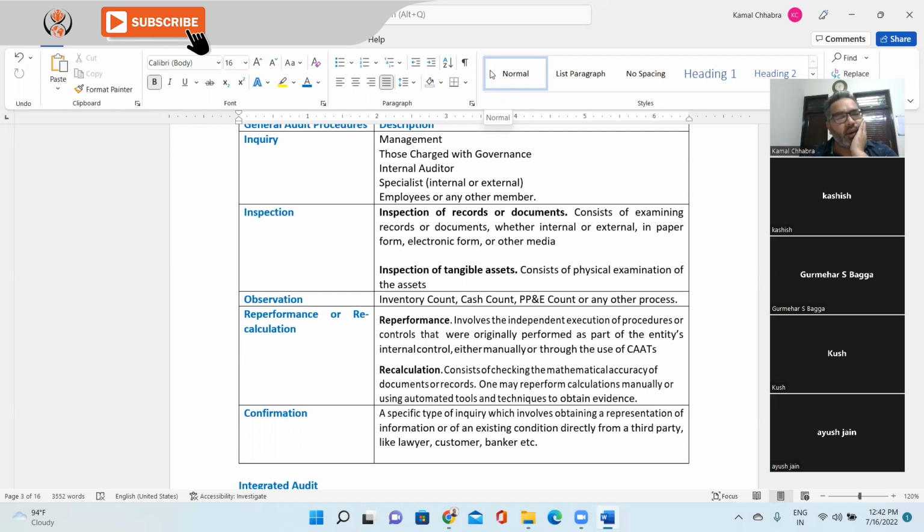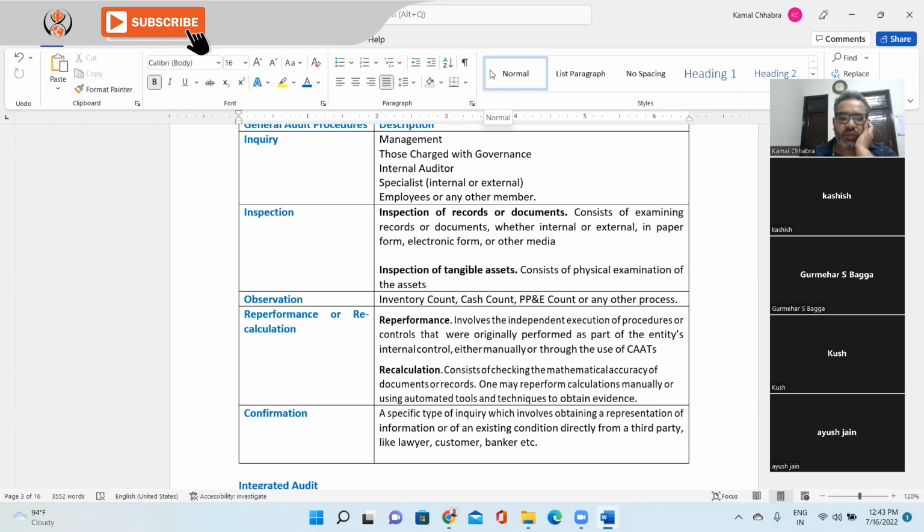Especially in audit, only inquiry is not sufficient to conclude any audit or examination, right? You mandatorily need to perform inspection procedure, observation procedure, reperformance, recalculation, confirmation, or a mix of any of these procedures. So in audit, you cannot conclude just based on inquiry. That's an important thing you all need to understand.